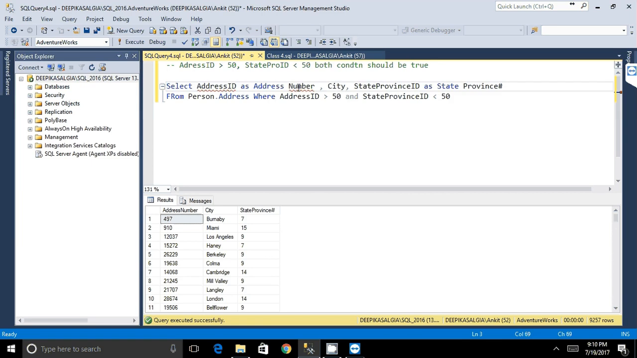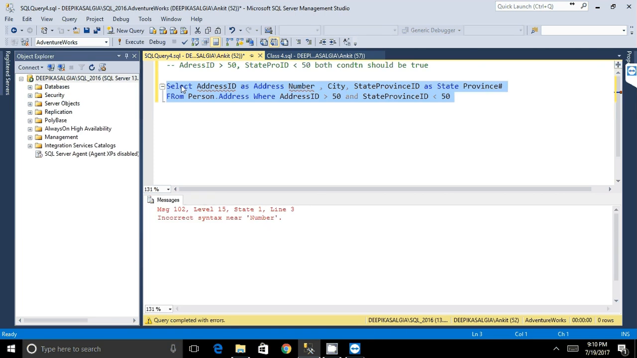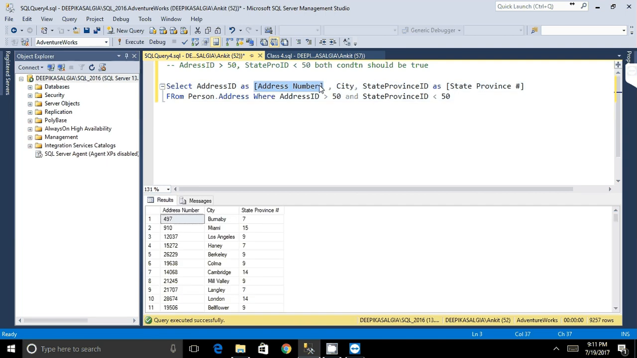So what you did is you put the space in between. Now you run your query, it's not going to work. If you have any space in your name, even a single space, you have to put it in square brackets. If you do this, it will allow you to put space in between. So now I can have a space between state, province and number.